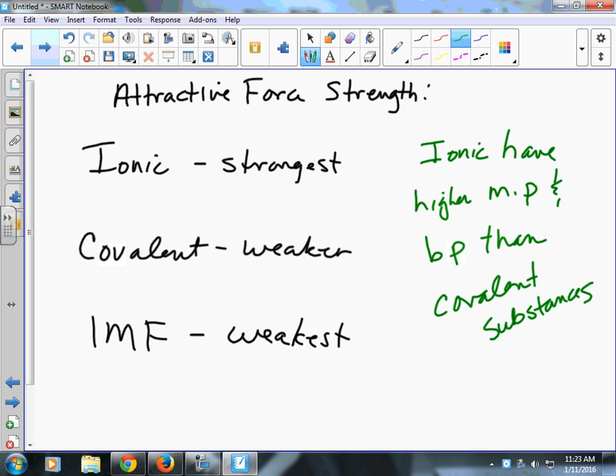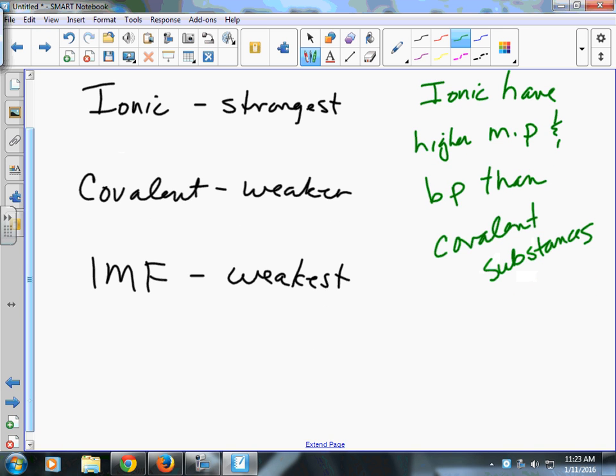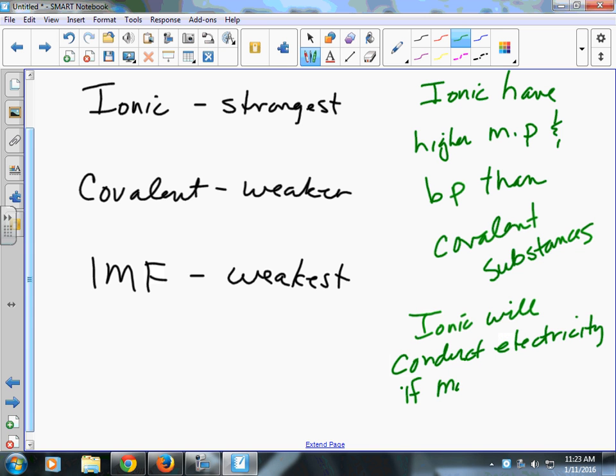Now, one more thing about ionic. These are a whole bunch of positive and negative ions, right? Ionic substances will conduct electricity if molten. What does that mean? Yeah, or dissolved. Because when you dissolve, you're breaking the lattice apart into ions. That's it. That's the test tomorrow.